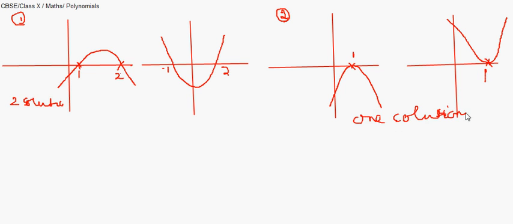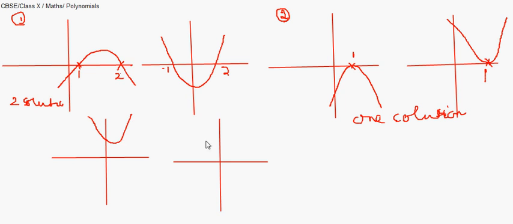And the third case I am taking is wherein there is no point of intersection of the parabolas. It is not touching anywhere where y is equal to 0. So there are no zeros of these two quadratic polynomials, because they are not intersecting at any point. So this has got no zero in this case.